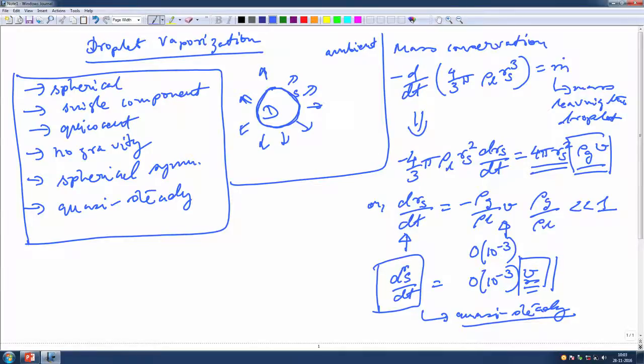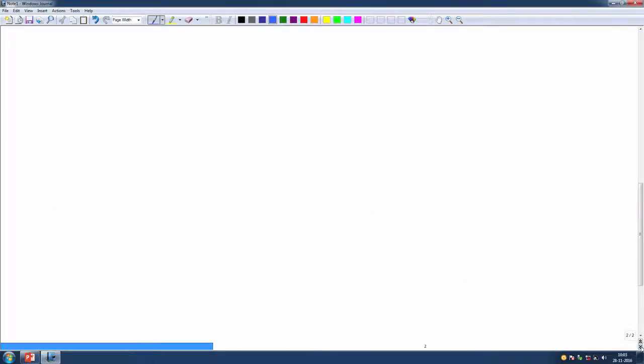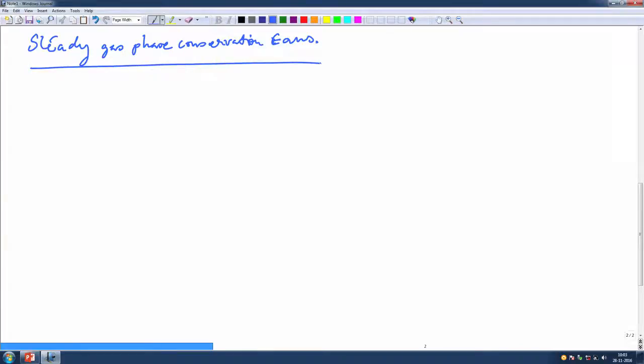So, now that we have established this, we do not really need the liquid phase anymore. We will now look at the corresponding steady gas phase conservation equations.